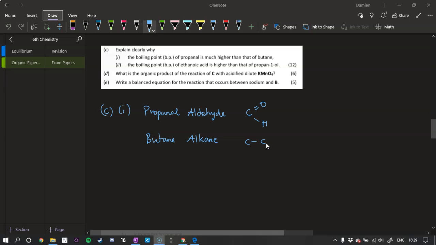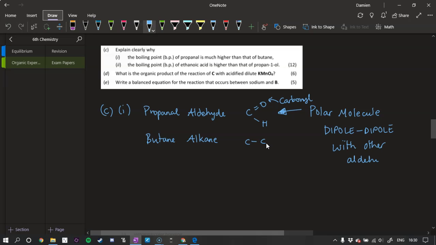So as we discussed in the previous video, this here is a polar molecule. And the reason why it's a polar molecule is because of the C double bond O, the carbonyl group. And it's the carbonyl group that makes it polar. And because it's polar, it forms dipole-dipole bonds with other aldehydes or other propanals. And this dipole-dipole is a strong bond to break. So because of that, you would need more energy, therefore giving you a higher boiling point.